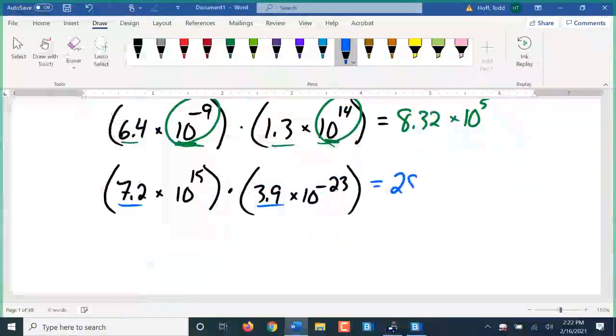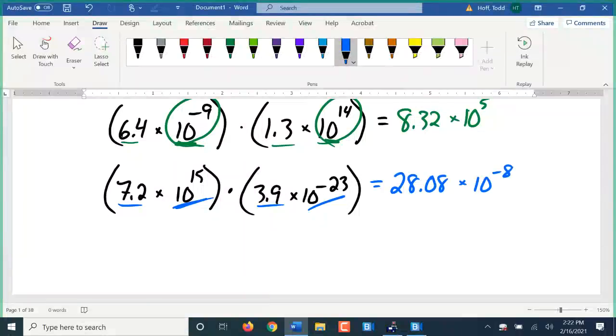8.08. Then we also combine the names. 10 to the 15th times 10 to the negative 23rd. Same base of 10, so we're going to add the powers. 15 plus negative 23 is negative 8.